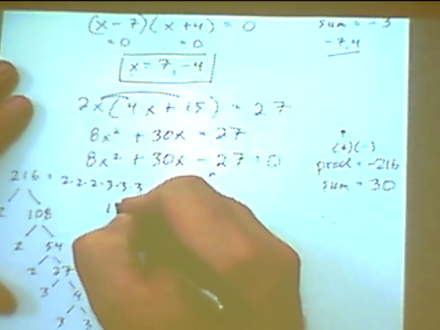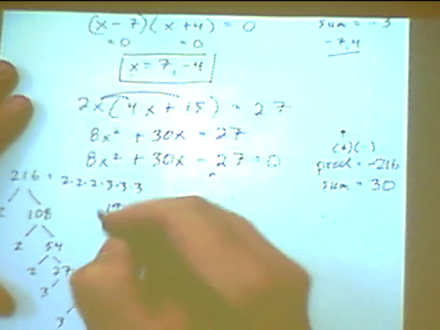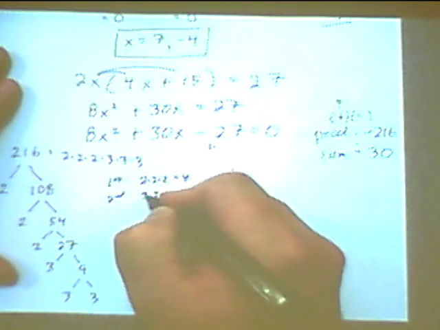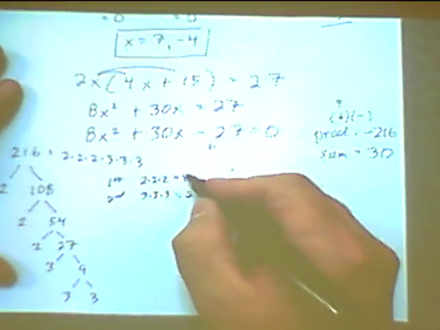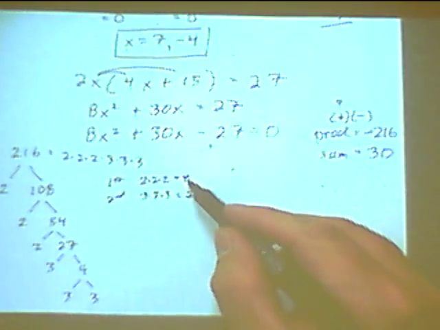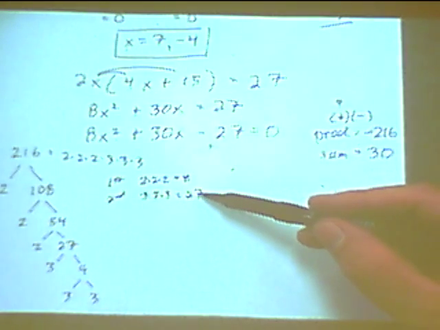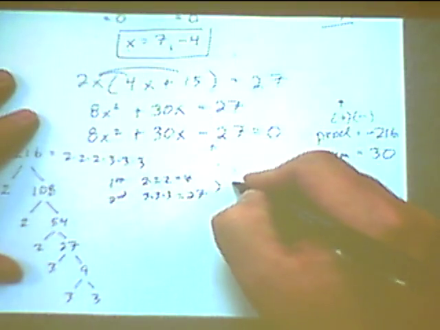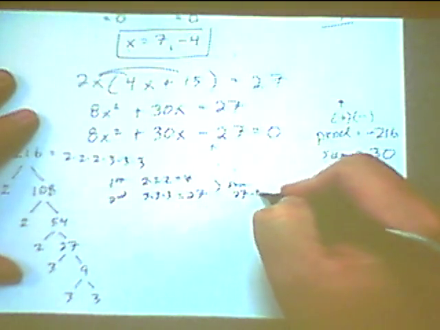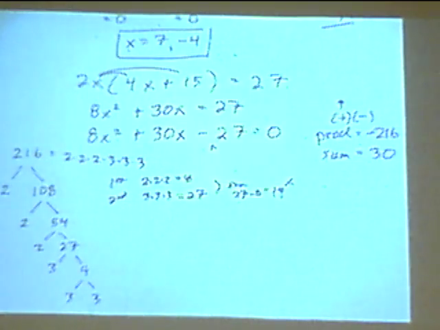Let's just say my first group, I'm going to just take the 2's. So 2 times 2 times 2 is 8. So therefore the second group would be 3 times 3 times 3, which is 27. I'm going to see if those two numbers will work for my product and sum, because 27 times 8 equals 216. So in this case, the 27 is going to be positive, the 8 is going to be negative. The sum for these two, if I make the 8 negative, so 27 minus 8, is 19. That's not the correct sum.